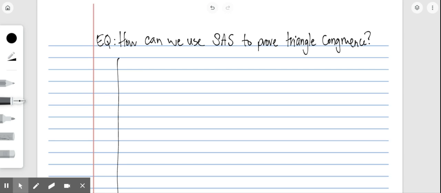All right, you guys. So in this last unit, we're going to talk about triangle congruence theorems. So our essential question is, how can we use SAS to prove triangle congruence? So some vocab that I should introduce first is, what are congruence theorems?